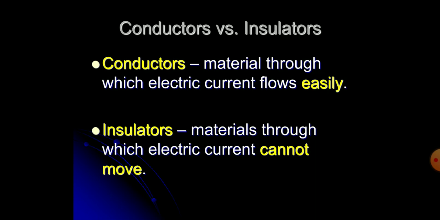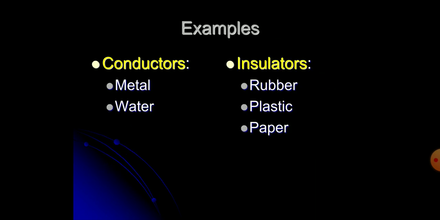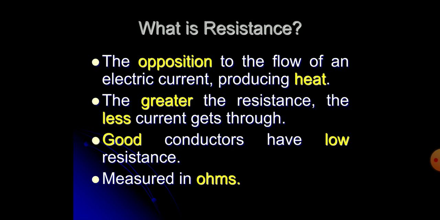Conductors versus insulators. Conductors are materials through which electric current flows easily. Insulators are materials through which electric current cannot move. Examples for conductors and insulators: metals and water are examples for conductors. Rubber, plastic, and paper are examples for insulators.